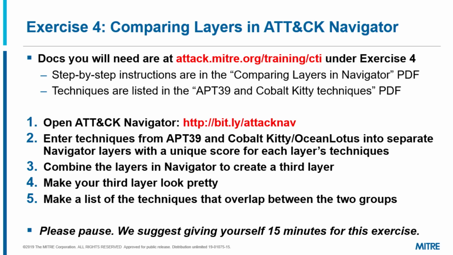Next, you're going to create 2 separate layers. And in those layers, you're going to select the techniques that have been used by APT-39, as well as Cobalt Kitty, which is known as the group Ocean Lotus. You'll be selecting those techniques in separate layers and giving them some kind of unique score. Maybe APT-39 has a score of 1, Ocean Lotus has a score of 2, for example.